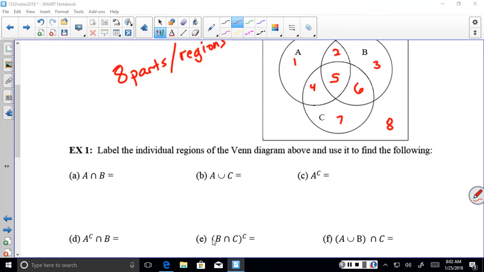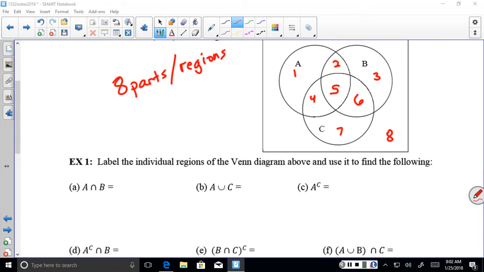Okay. It says label the individual regions of the Venn diagram above. We did that. Use it to find the following. So this right here, what does this read? A intersect B. Now interpreting that in words we understand, how do we interpret that? It's in A and it's in B.